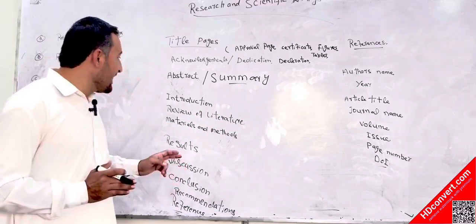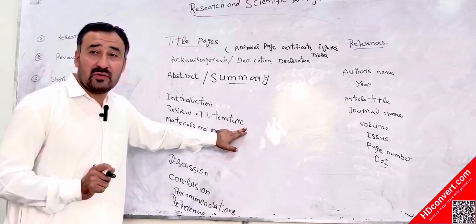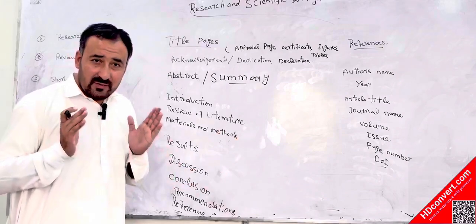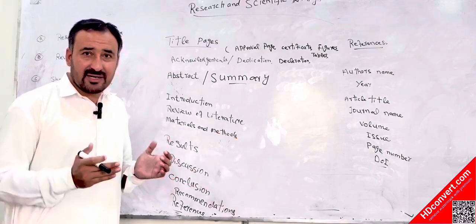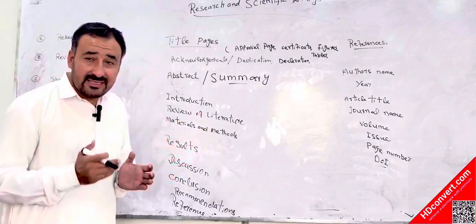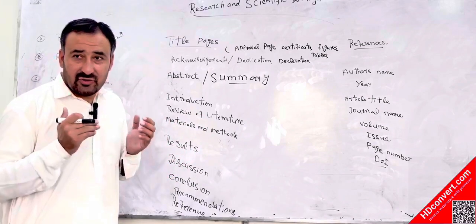Next one, the second chapter, is the review of literature. Review of literature means the previous work which is already done by the previous authors in the previous years related to your field of interest, related to your topic.